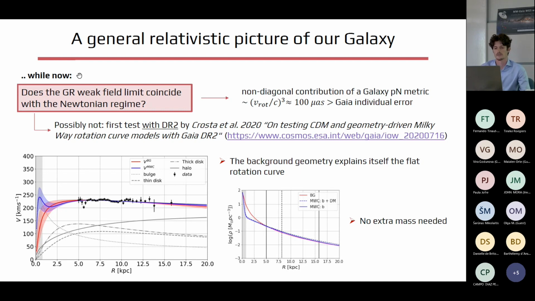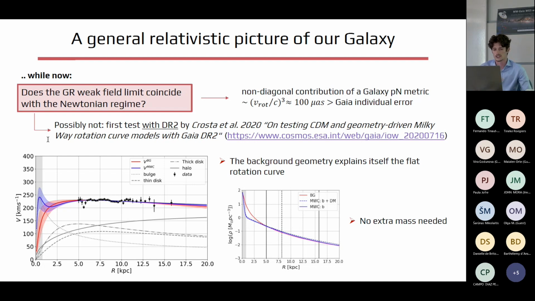But now, with the general relativistic data provided by Gaia and with the observational challenges that dark matter paradigms have to deal with, we are forced to wonder and prove if the weak-field limit of general relativity coincides with the Newtonian regime. In fact, it turns out that the non-diagonal contribution of a galaxy post-Newtonian metric is of the order of 100 microarcseconds, which is already within the individual error of Gaia.